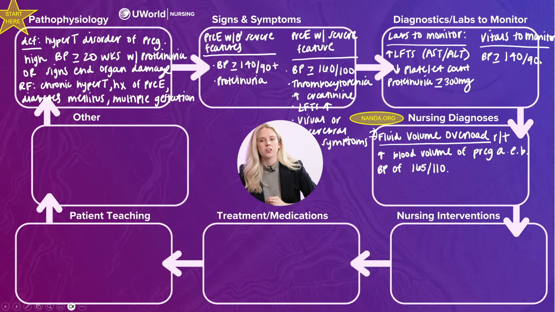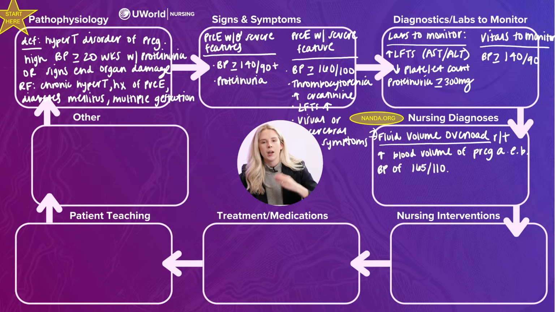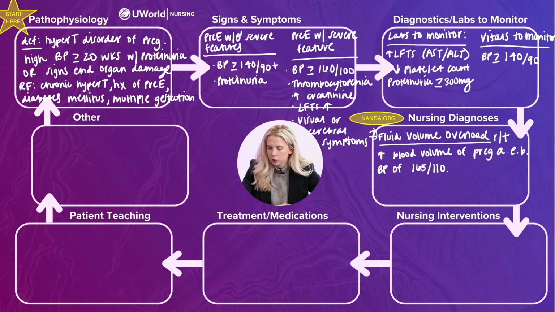Last thing, we're going to string all 3 parts of those nursing diagnoses together. So in our case, this first one would be fluid volume overload related to increased blood volume of pregnancy as evidenced by a blood pressure of 165/110. Now, a couple other nursing diagnoses we could use for preeclampsia include impaired urinary elimination.